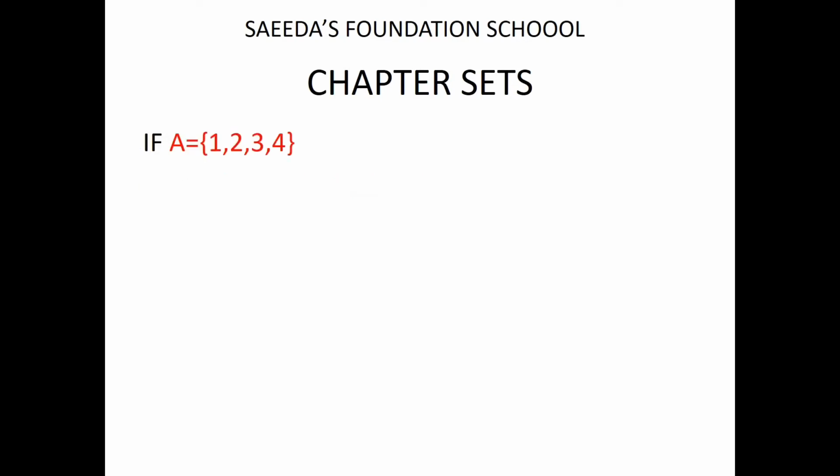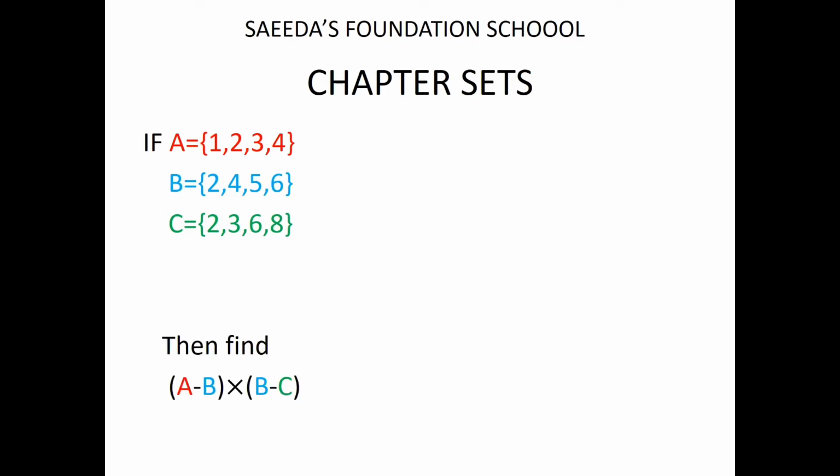Now let's move on to the next question. If A is equal to 1, 2, 3, 4, B is equal to 2, 4, 5, 6, C is equal to 2, 3, 6, 8, then find A minus B cross B minus C. Okay, so we have a new term, that is this cross. This symbol represents the Cartesian product in sets.